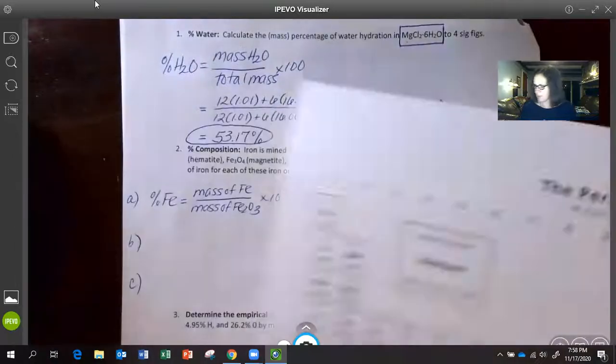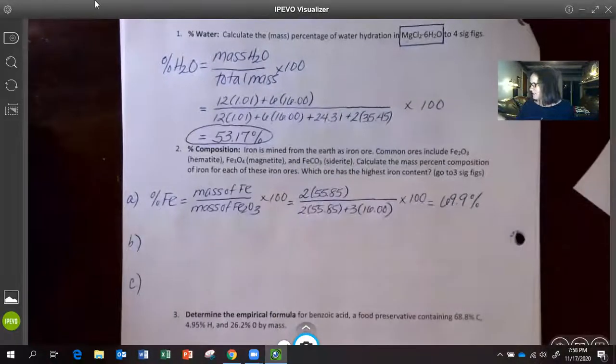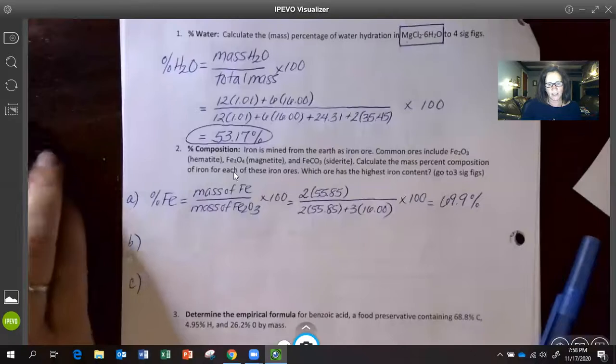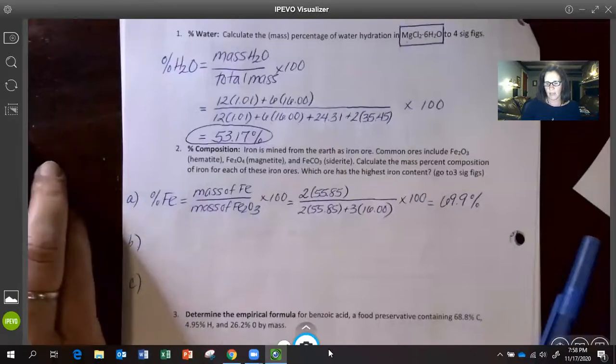So that wraps up our lesson on mole calculations and an introduction to percent composition. You should be all set and well prepared for working on the homework on these topics.